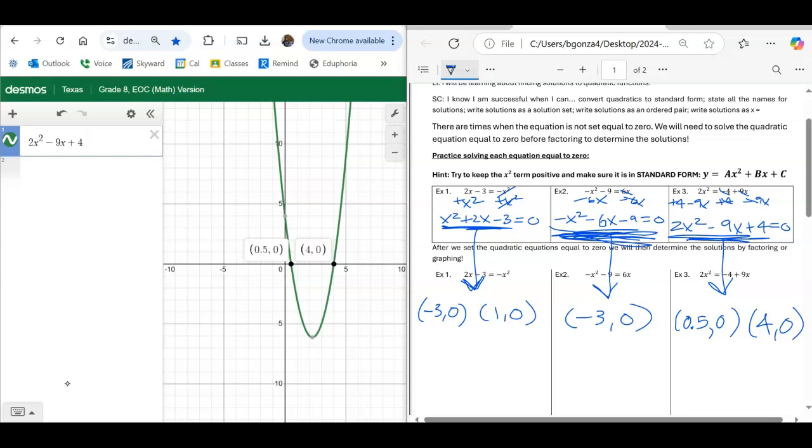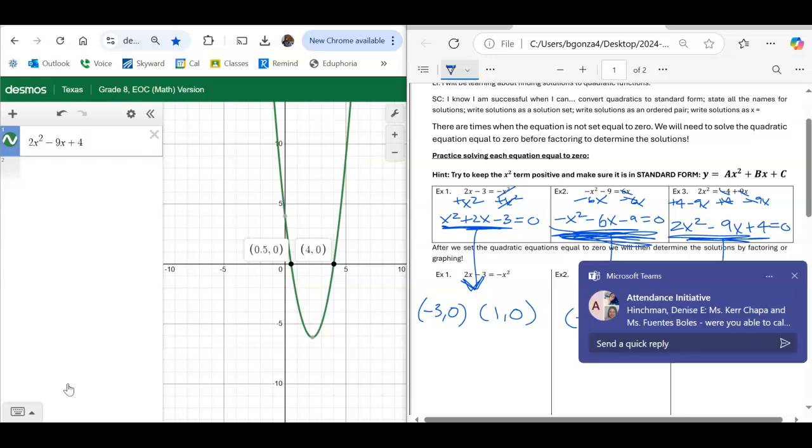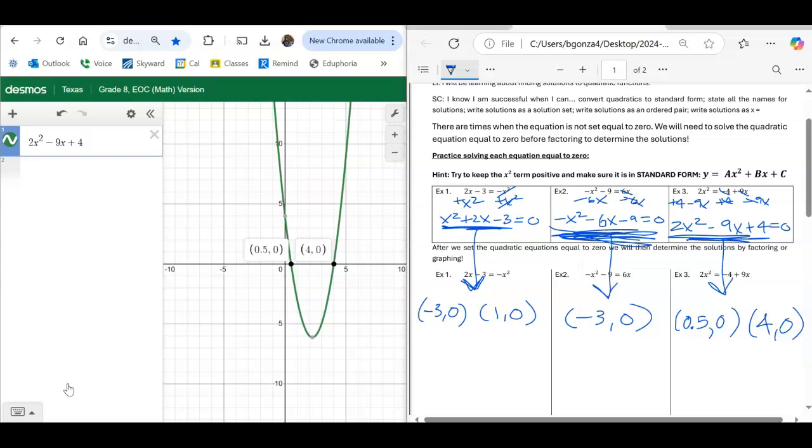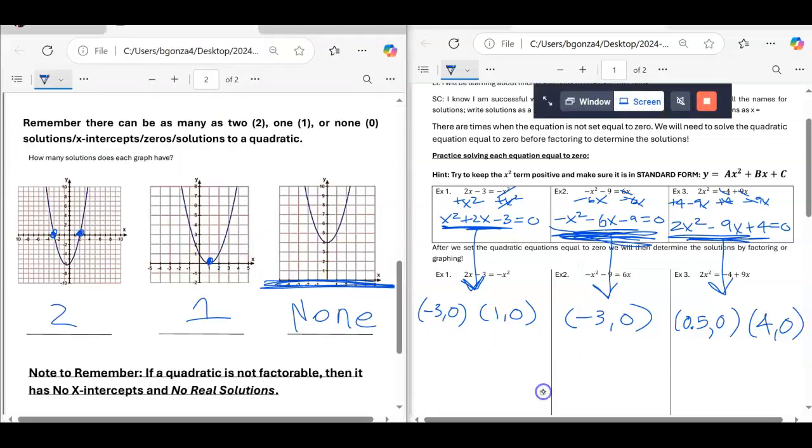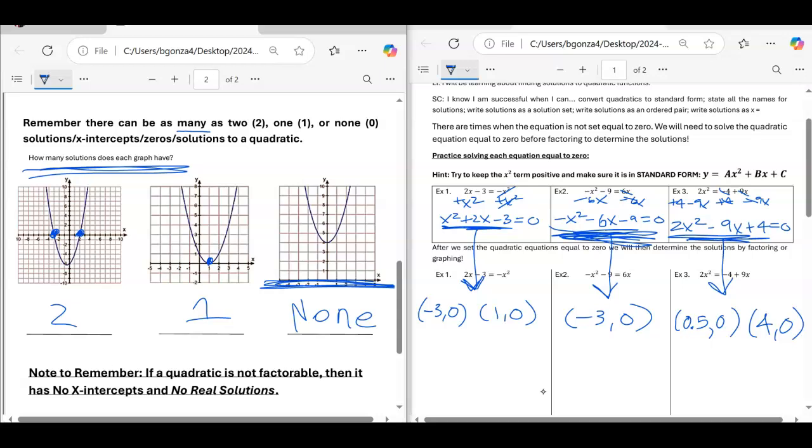Flip the notes over. The only other thing they're asking is exactly what we talked about on yesterday's notes. How many solutions? So look at the back. If it crosses twice, that's 2 solutions. How many solutions does each graph have? Touches twice is 2. If it touches once, it's 1. And if the graph does not touch the x-axis, then it's none. No real solutions. That's it.